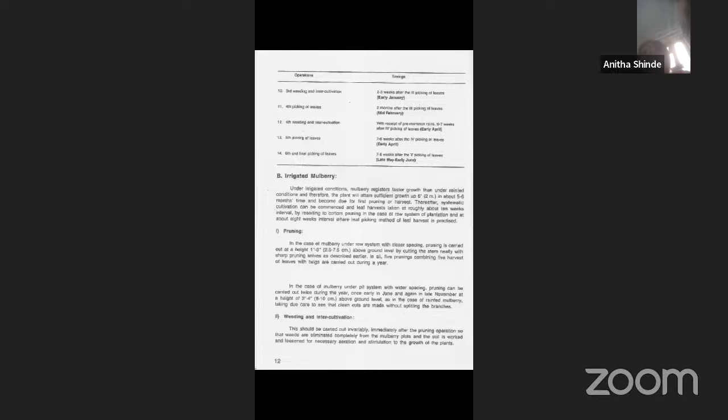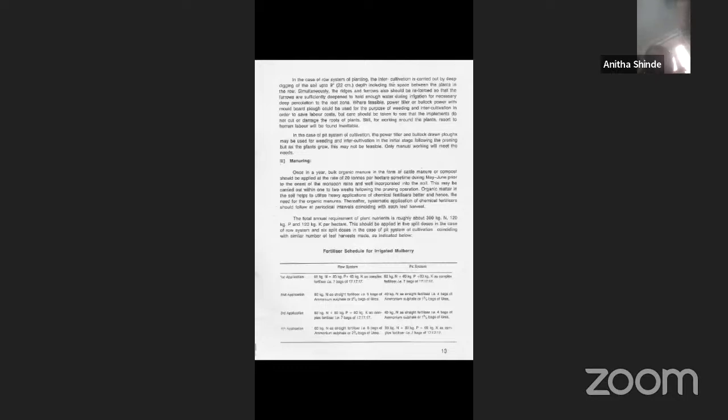Apart from that, chemical fertilizers also have to be applied. Here is the fertilizer schedule for irrigated mulberry, for the first application, row system and pit system. As I have already told you, in irrigated mulberry there are two systems of cultivation: the pit system and the row system. In the row system, you have to plant directly in rows, in lines.